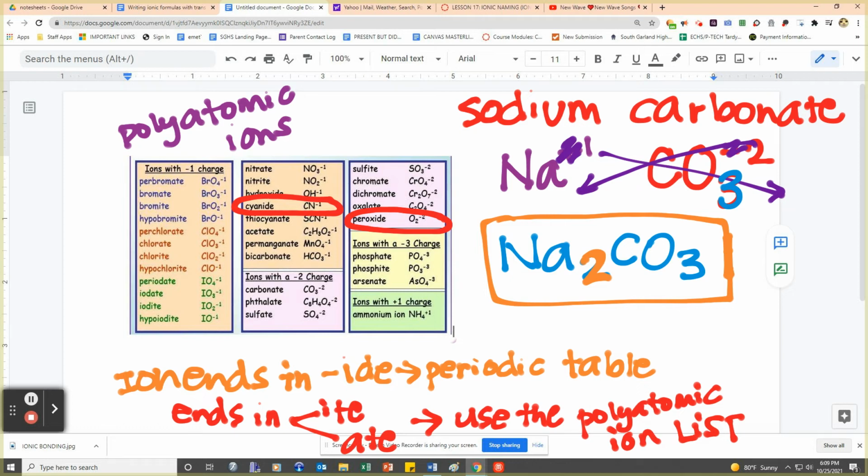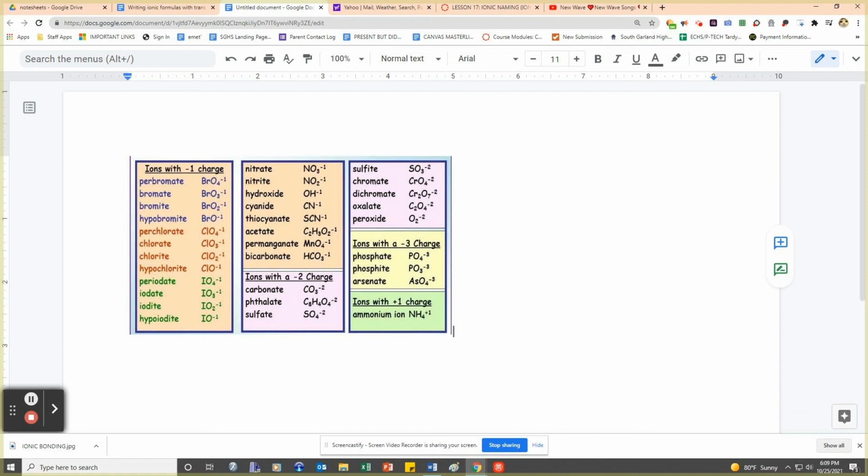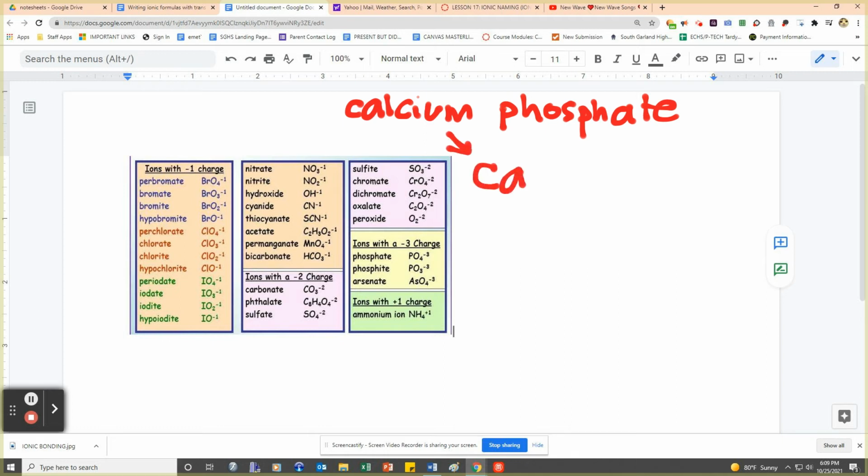So let's try it again. What if this time I want to find the formula for calcium phosphate? So again, same as always, look for calcium, and you're going to see calcium is Ca plus 2. I'm going to move it to the right a bit. All right, phosphate. Look, it ends in ATE.